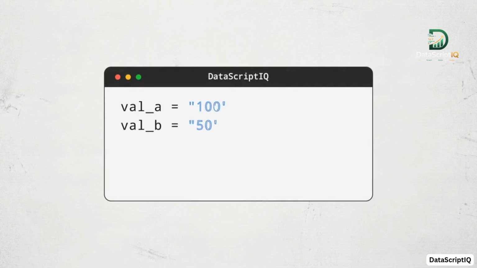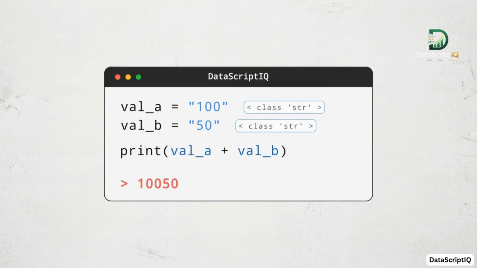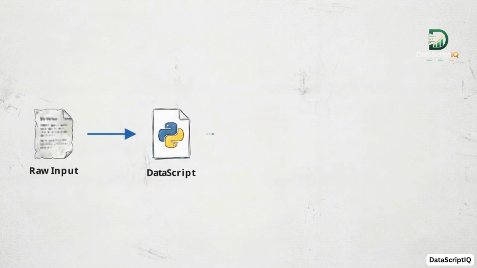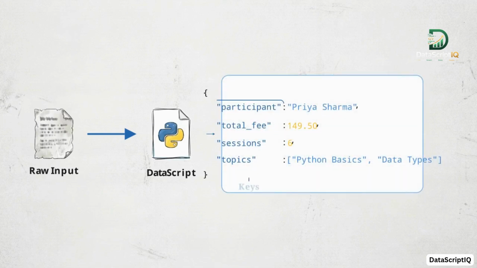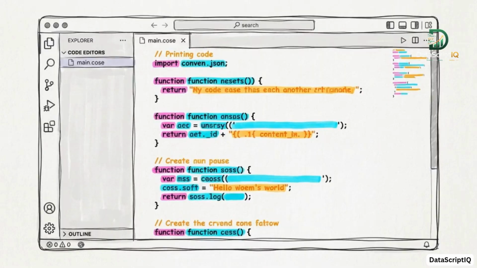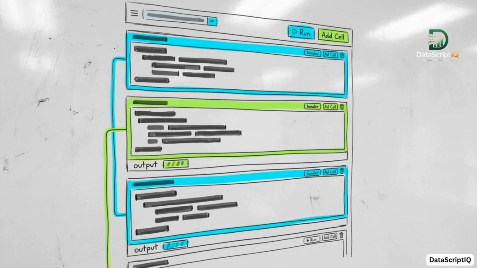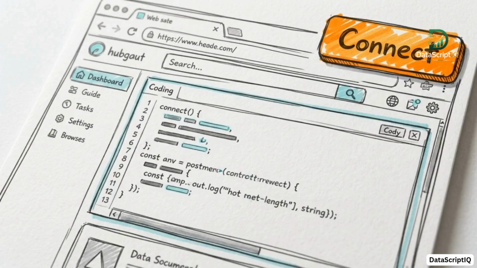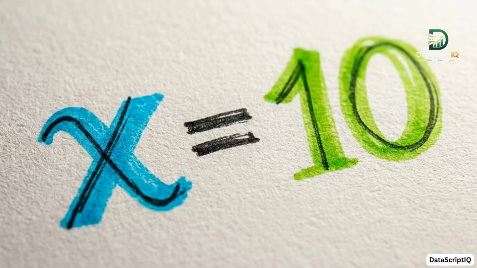When adding 150, you expect 150, but stored as text, Python places them side by side, 10,050. We'll build a data cleaning script to transform raw registration data into a clean, calculated dictionary. Follow along using VS Code, try using Jupyter Notebook, or even Google Colab. As long as you understand basic variables, you have everything you need to start.